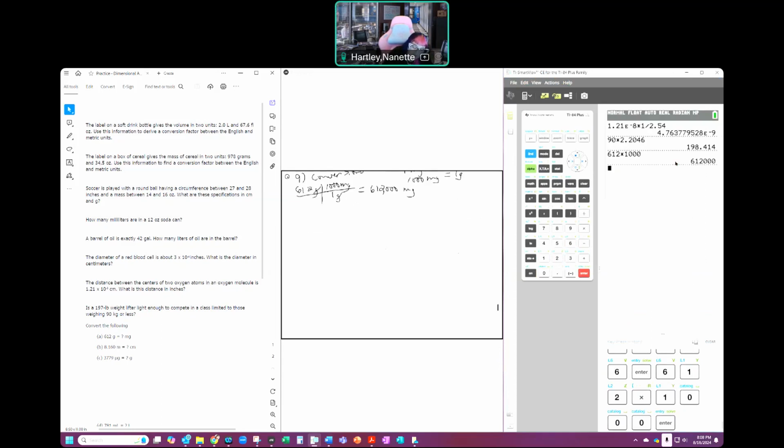Now, what I want to show you, because I have people that argue with me about this: 612 grams, and then they say 1 milligram is 1 times 10 to the minus 3 grams. The math can't be the same, right? Well, 612 divided by 1 second EE negative 3. Enter. It comes out exactly the same.